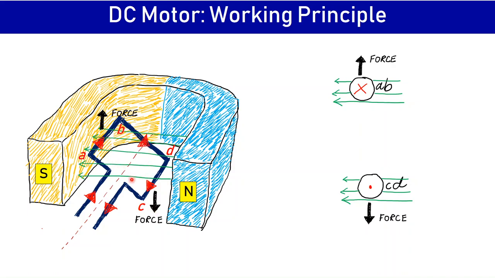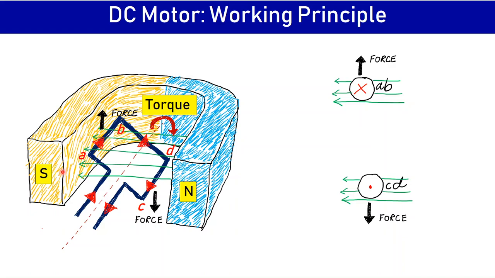Hence, these two forces will create a torque which will be clockwise in direction. So this is how we are converting this electrical energy to mechanical energy. This motion will give mechanical energy. However, we see that once this coil rotates, the position of the conductors will change.